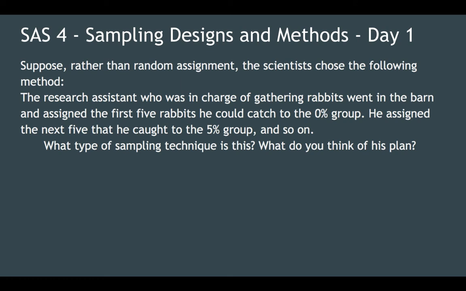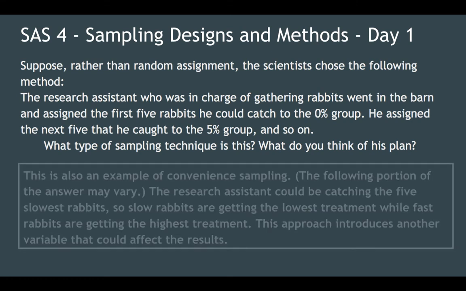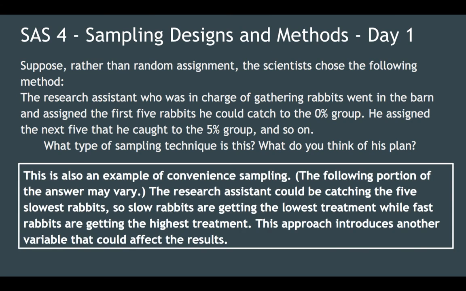Okay. He went and captured the first 5 he could capture. Well, that was kind of convenient. There you go. It's a convenience method, or the sampling method called convenience sampling. Now, the research assistant could be catching the 5 slowest rabbits, so the slowest rabbits are getting the lowest treatment, while the fastest rabbits are getting the highest treatment.